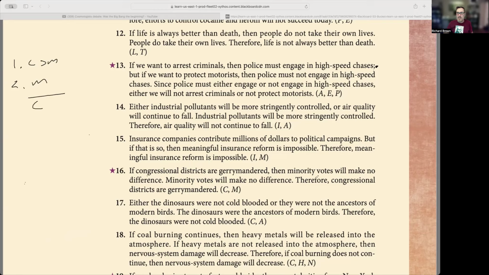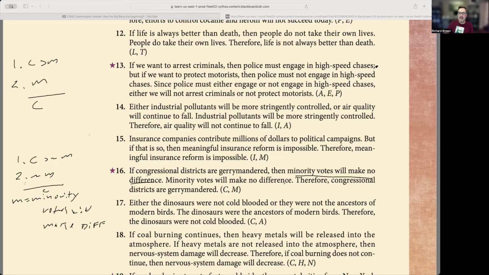Now, of course, some people might translate this differently. I took M to be minority votes will make no difference. Of course, you might have taken M to be minority votes will make a difference. And then you might have translated this as C horseshoe tilde M. They will not make a difference. And then this would be tilde M here, and then this would be C. Okay, so you could do it either way.